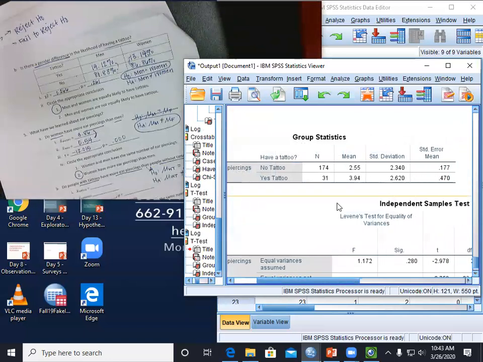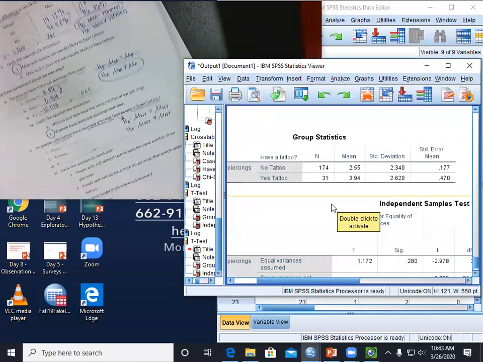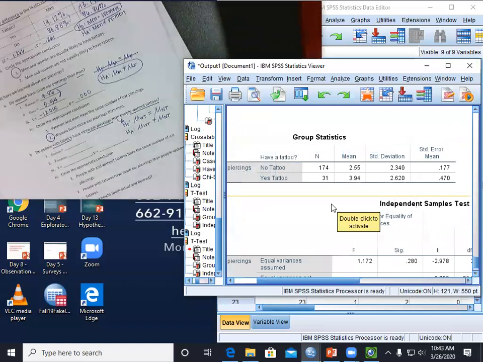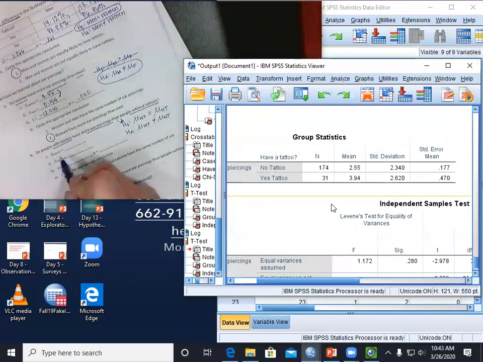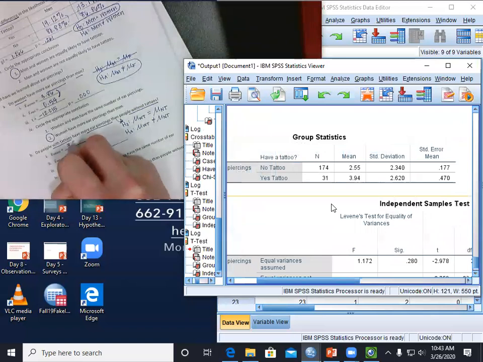Let's look first at our descriptive statistics. Within our sample, for the people who do have a tattoo, we have X bar tattoos here. The sample mean for people with tattoos is 3.94, and the sample mean for people without tattoos is 2.55.